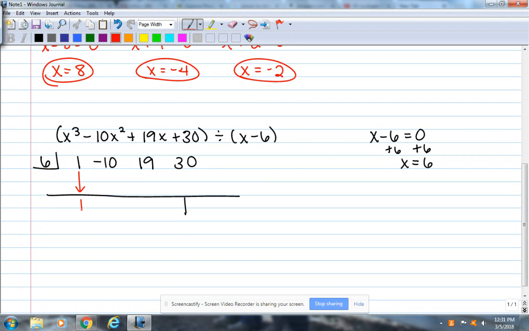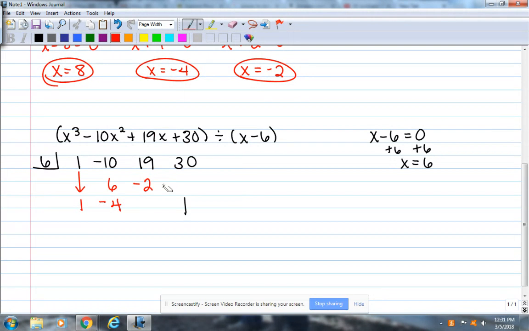And then whatever's on the bottom row, we multiply by the left corner. So 6 times 1 is 6. We write that down here. And then we add down the column. So negative 10 plus 6 is negative 4. And then we multiply 6 times negative 4, and we get negative 24.